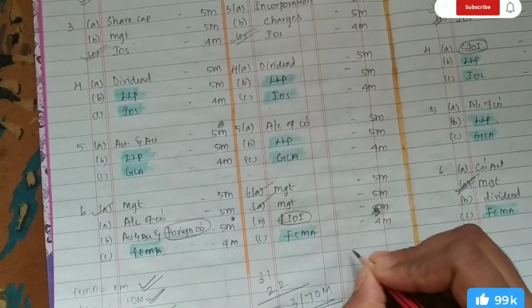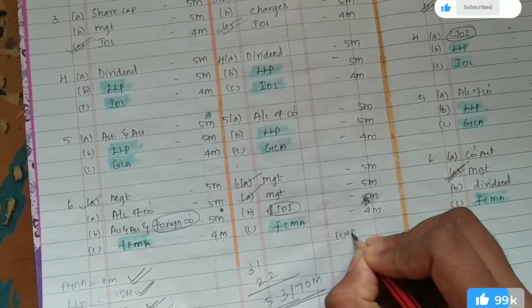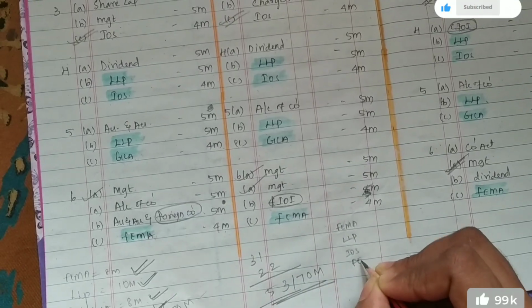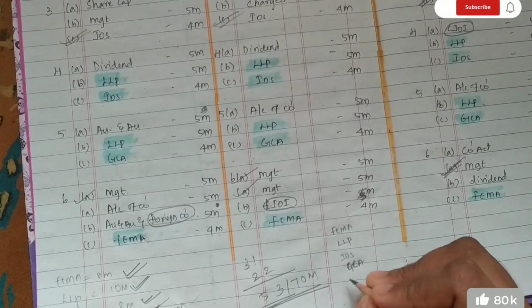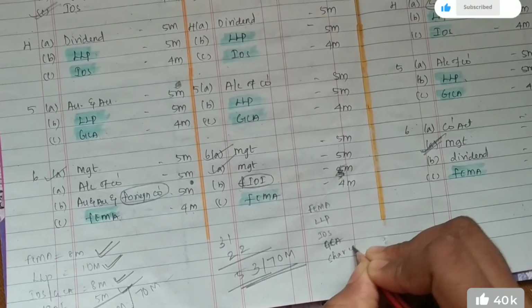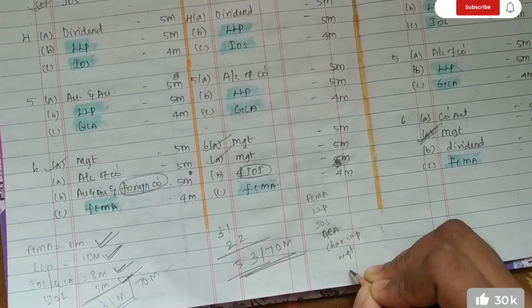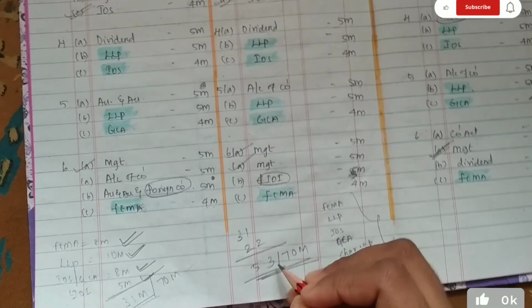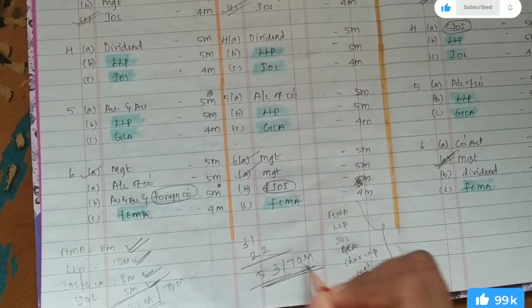I will list it here, just by preparing FEMA, LLP, IUS, GCA, share capital, management, dividend. If you at least prepare these chapters, you will be at least able to attempt 53 out of 70.